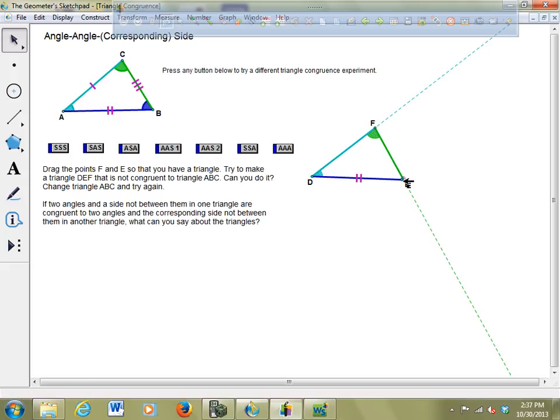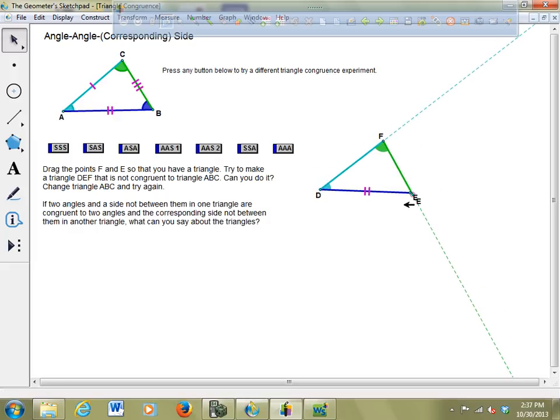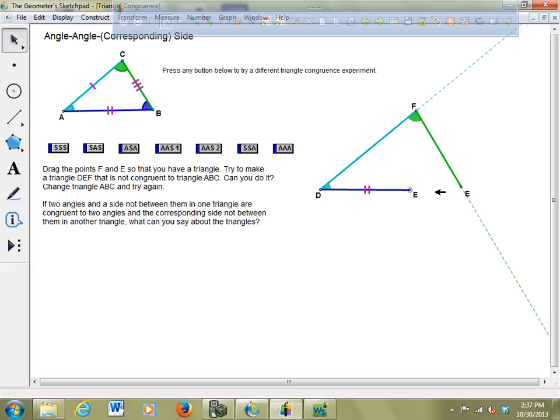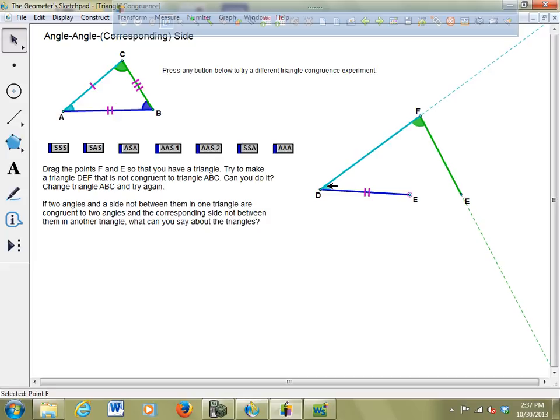Is there more than one triangle that I could make here? Yes? Where? Let's see. Could you extend that line in between the two angles? Extend what line? I could, but it won't make the same triangle. Can you move the E out? No, you can't, because it's fixed. This angle and this side have to be fixed.